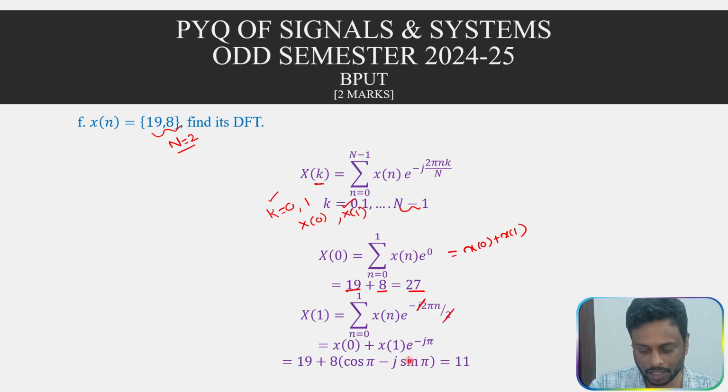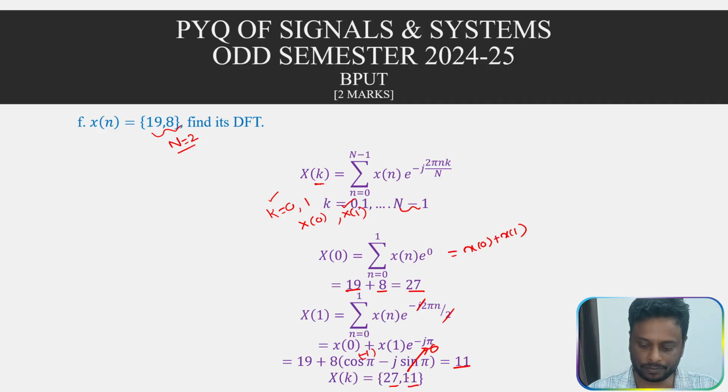Now what is the value of sin pi? It will be 0 and cos pi equals minus 1, so it will be 19 minus 8, which is 11. So we have found out our X[k]. It would be 27 and 11.